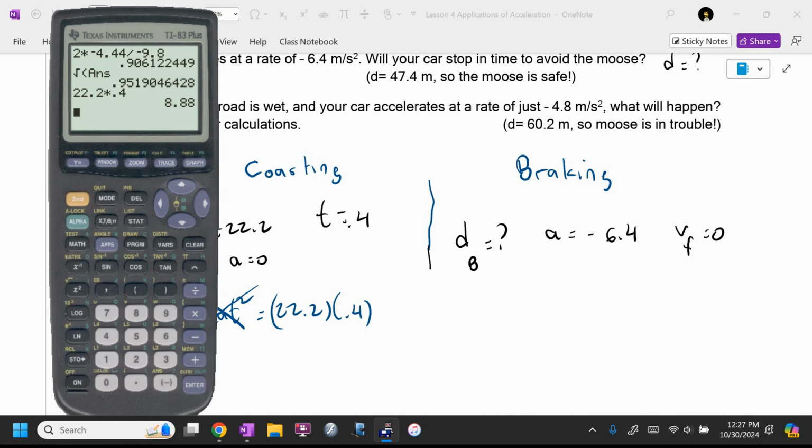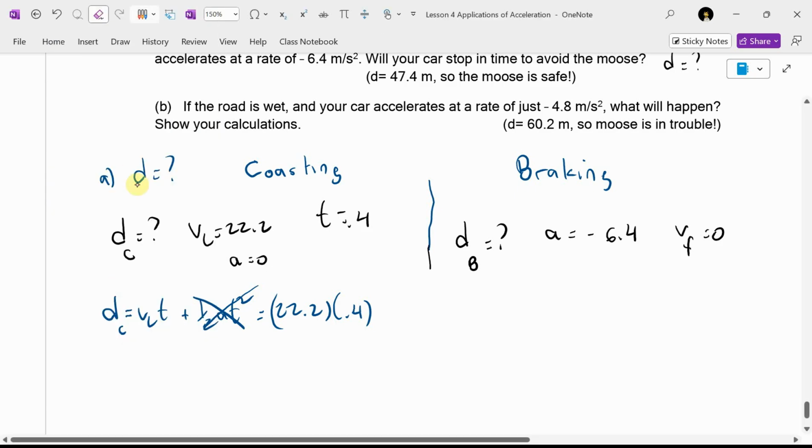I travel 8.88 meters. D coasting is 8.88 meters. That's before I hit the brakes. Now I hit the brakes. Leo, I still have the same problem. I have two things. I need three things to find the fourth.